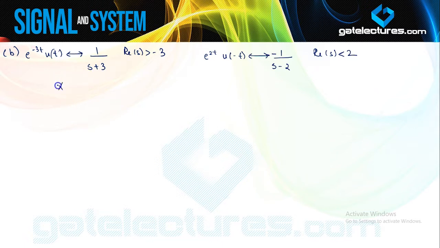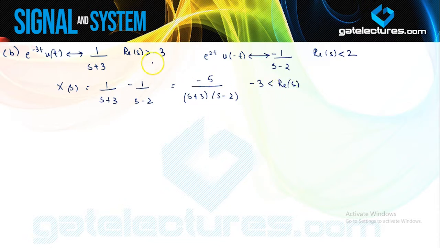So what can I say? What is X of s going to be? 1 by s plus 3 minus 1 by s minus 2. If we just perform this subtraction, we're going to obtain minus 5 upon (s plus 3) into (s minus 2). And what is going to be the ROC? What is going to be the common region? Real part of s should be greater than minus 3 but less than 2.